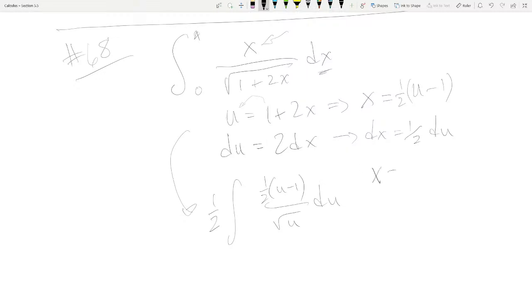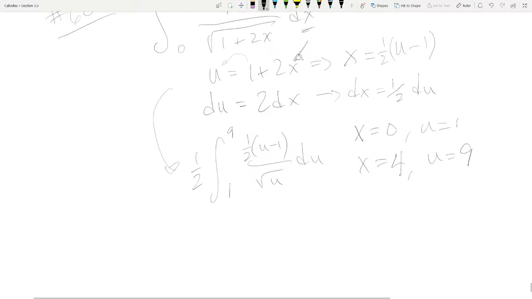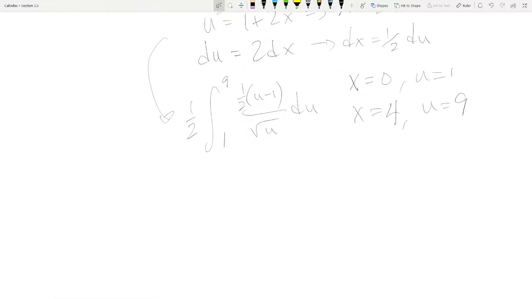When x equals 0, I'm plugging in 0 for x here, and I get u equals 1. When x equals 4, I plug in the 4 for x right here. I get 1 plus 8, which is 9 for u. So the bounds for this integral are going to be 1 to 9. Okay, I think I should do a little housekeeping here before we start integrating. So I'm going to pull the 1/2 out in front here. I have 1/4 out in front, still 1 to 9.